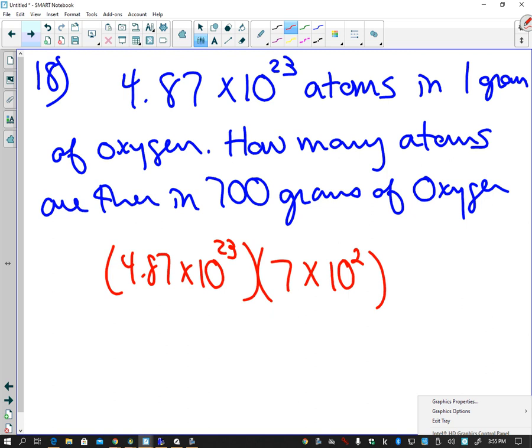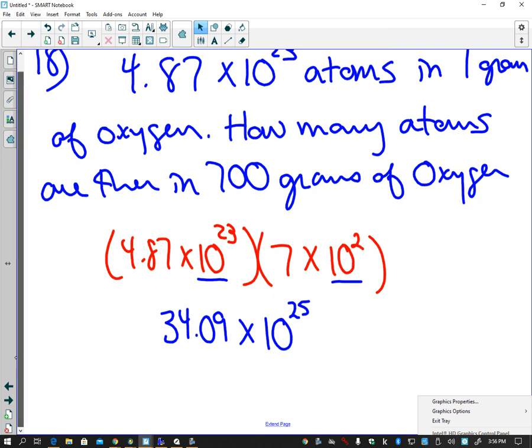Now, we're going to take our 10 here and our 10 here. We're multiplying those, so we can add their exponents. That's going to be 10 to the 25th. So that's our first part. The next part, I'm going to take my calculator and do 4.87 times 7, which gives me 34.09. The problem is that that's not in scientific notation.